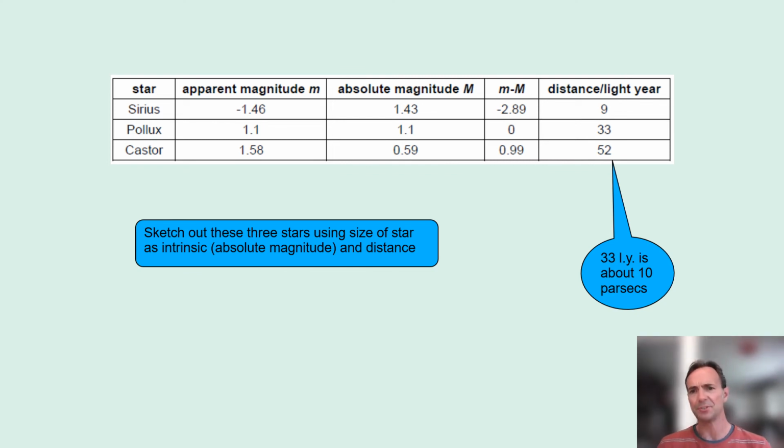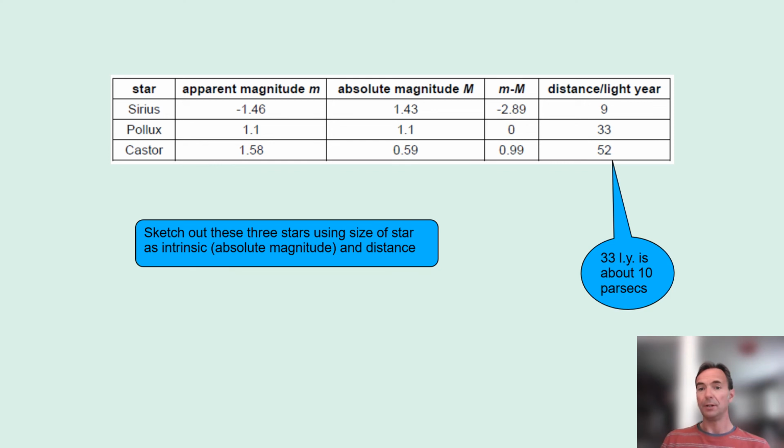m minus M is really good because it gives you an idea of how far away it is. Notice that Sirius, minus 1.46, 1.43, it's a minus number. So if that m minus M is negative, it means it's near. It means it's nearer than 10 parsecs away. Of course, this is in light years. I'll come back to light years. It's just 33 light years is about 10 parsecs. It's another measurement of distance. But to give you an idea, the ones that are further away, Castor's much further away, 52, you can see that that is a positive number. m minus M is a positive number.